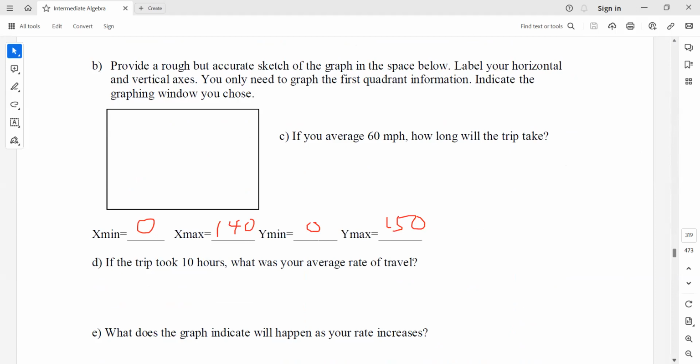Now, if you average 60 mph, miles per hour, which is my R, how long will your trip take? So T of R is 60. So this gives you 354.5 divided by 60. And that I think should give you 5.9 hours.